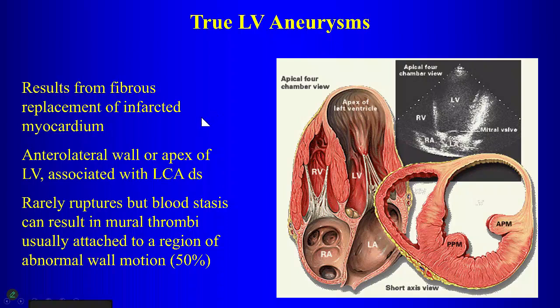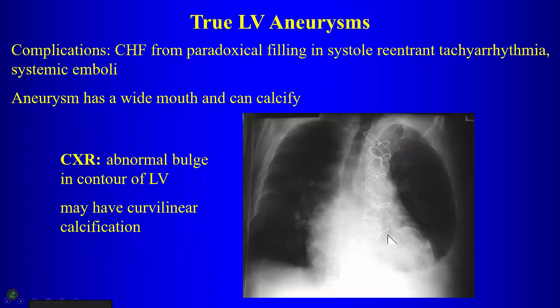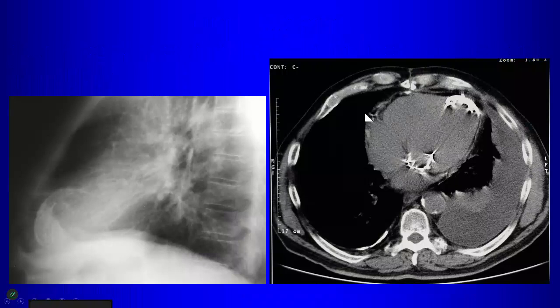So whenever you find a case with calcification along the apex on CT, or an aneurysm at the apex of the ventricle, look carefully for thrombi, because thrombi are very commonly associated with that. Calcification at the apex of the heart, you can see that on the plain film. That's an indication of an aneurysm. These will have a wide mouth and they commonly calcify. Easy diagnosis with CT, of course.